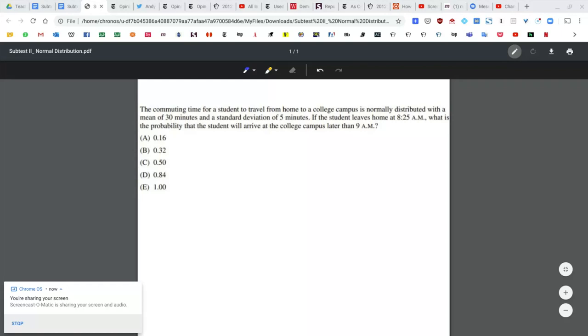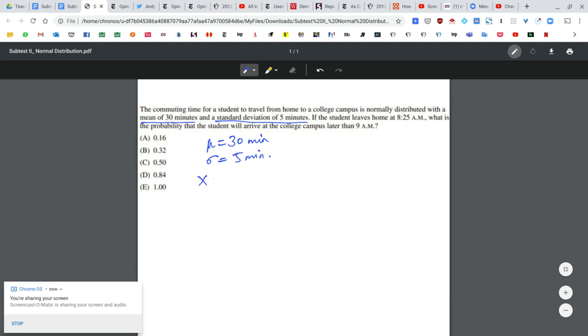Okay, the question says the commuting time for a student to travel from home to a college campus is normally distributed with a mean of 30 minutes and a standard deviation of 5 minutes. So I'm processing that information. So the mean is 30 minutes and the standard deviation of commute times is 5 minutes. The question says if the student leaves home at 8:25 a.m., what's the probability that the student will arrive at the college campus later than 9 a.m.?